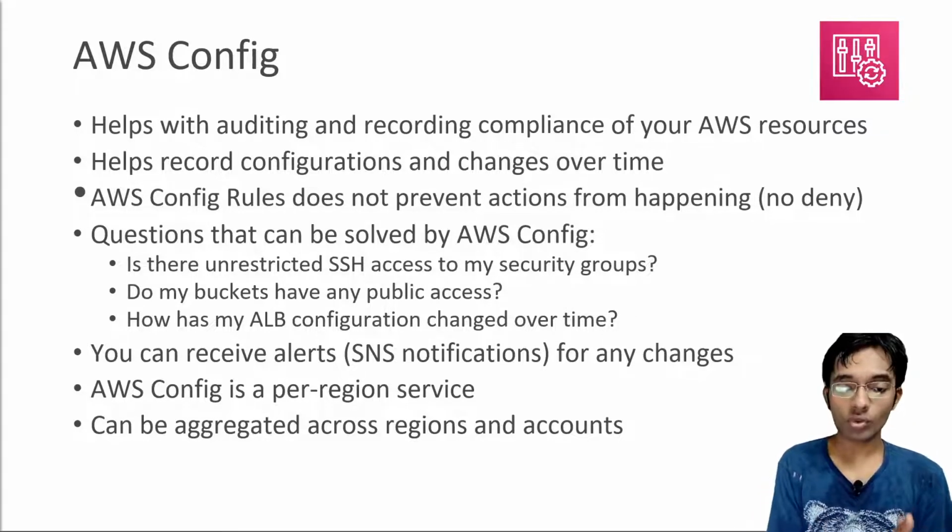Now, what types of questions can be solved by AWS Config? For example, is there unrestricted SSH access to my security groups? Or do my buckets have any public access? Or how has any ALB configuration, application load balancer configuration, changed over time? So maybe someone did make a mistake, and I want to backtrack that change.